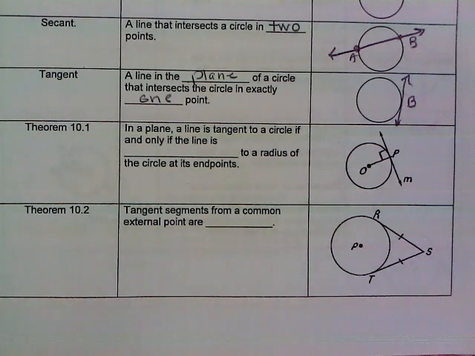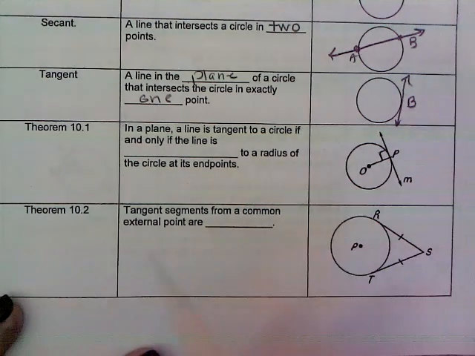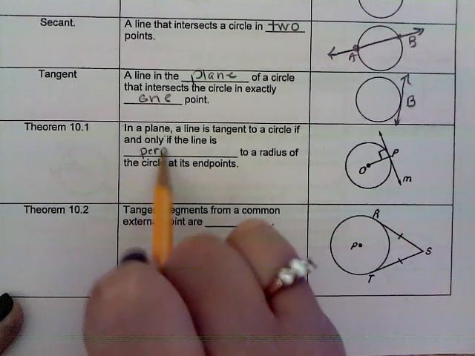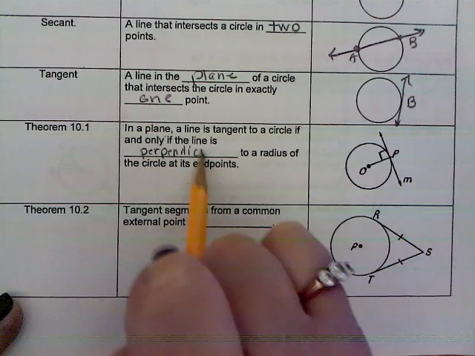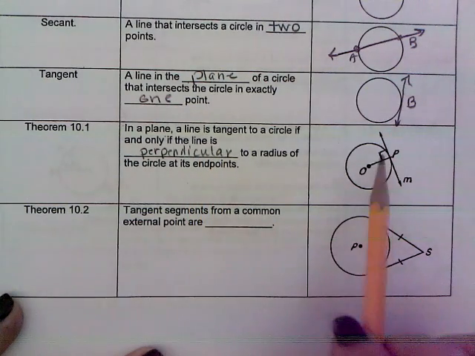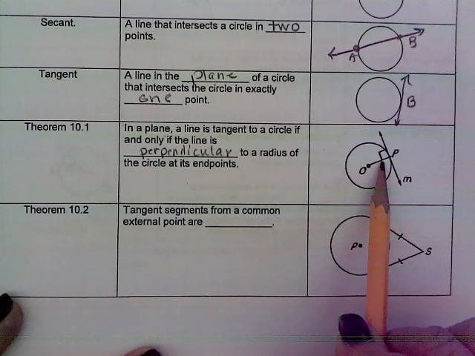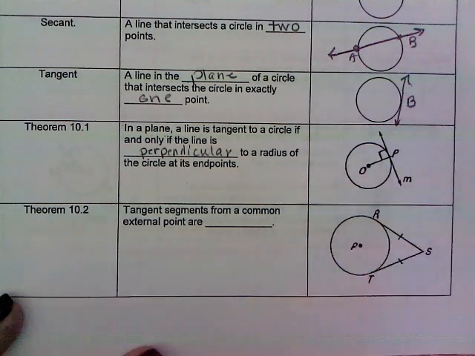All right, so with just this set of vocabulary, we have a couple things going on. So we have theorem 10.1, and this is where the tangent comes into play. It says, in a plane, a line is tangent to the circle if and only if the line is perpendicular to the radius at the endpoint. Which means that here I have a tangent. It's perpendicular to my radius. It's always going to make a 90-degree angle, always, because it's always going to be perpendicular to my radius.